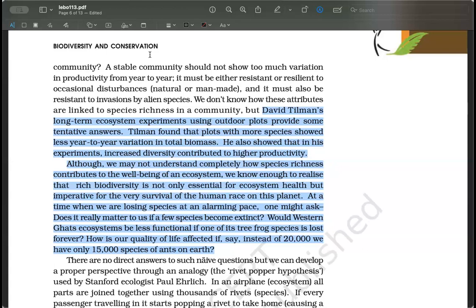So you understood what he did? Can you explain it to me in simple terms? So he's saying that richness, like the biodiversity or the species richness, is essential for maintaining the ecosystem health.